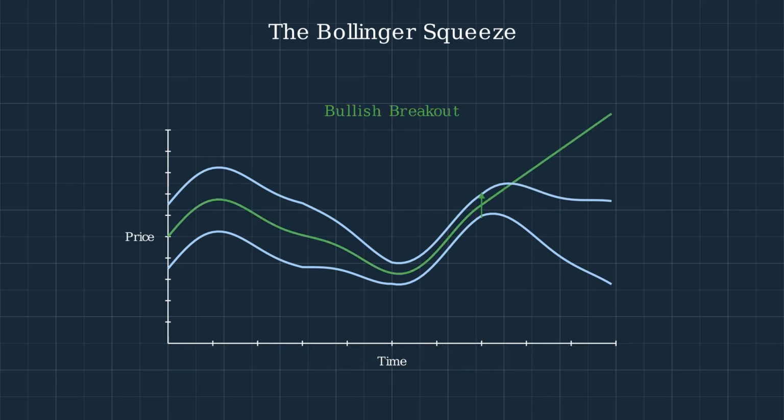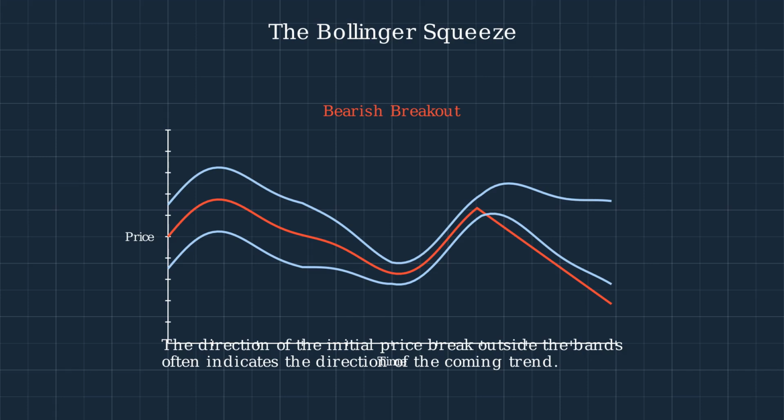A bullish breakout occurs when price moves strongly above the upper band after a squeeze. Conversely, a bearish breakout happens when price moves strongly below the lower band after a squeeze. The direction of the initial price bar that breaks outside the bands often indicates the direction of the coming trend.